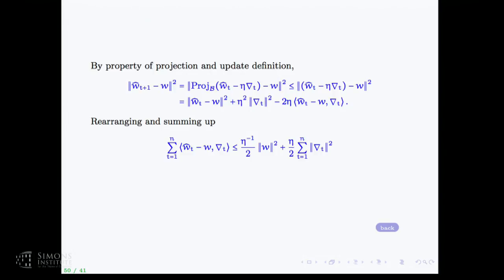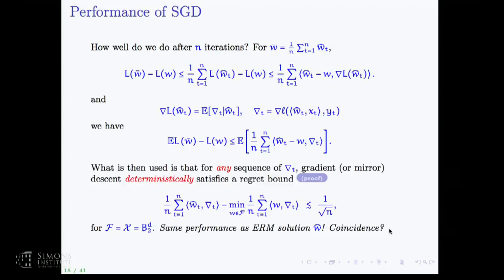Then if you chose step size optimally, you would get the 1 over square root of n rate times the diameter of the set f times the maximal size of the gradients, right? So that's a kind of trivial result, right? Okay, so that gives you this 1 over square root of n. And the point here is that that's the same result that we've got for the empirical risk minimization, except we never had to go through uniform convergence, right?